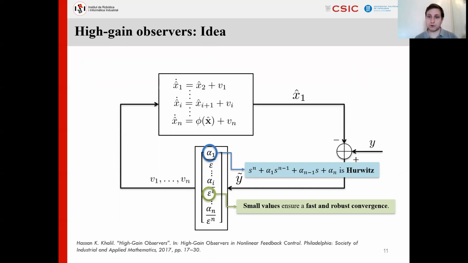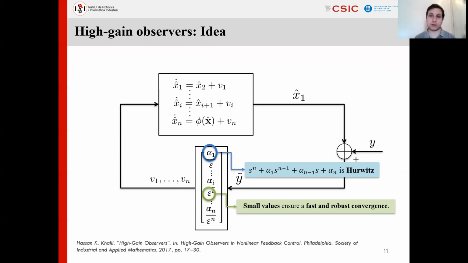Moreover, as you reduce more and more the value of bar epsilon, you increase the convergence rate and robustness of the algorithm. The simplicity in the design and analysis of the high-gain observer has motivated plenty of control and monitoring techniques. However, this high-gain observer is not free of drawbacks.